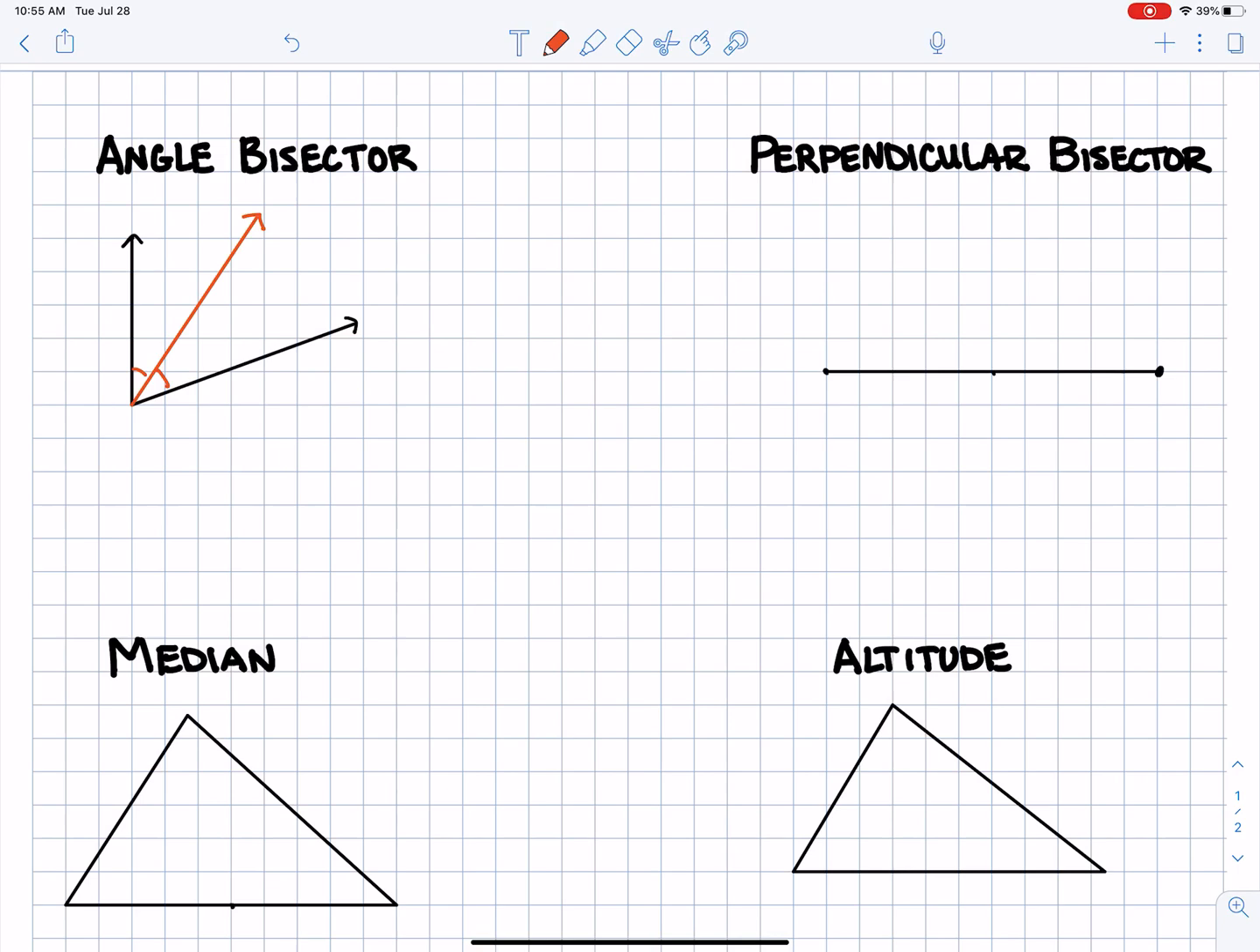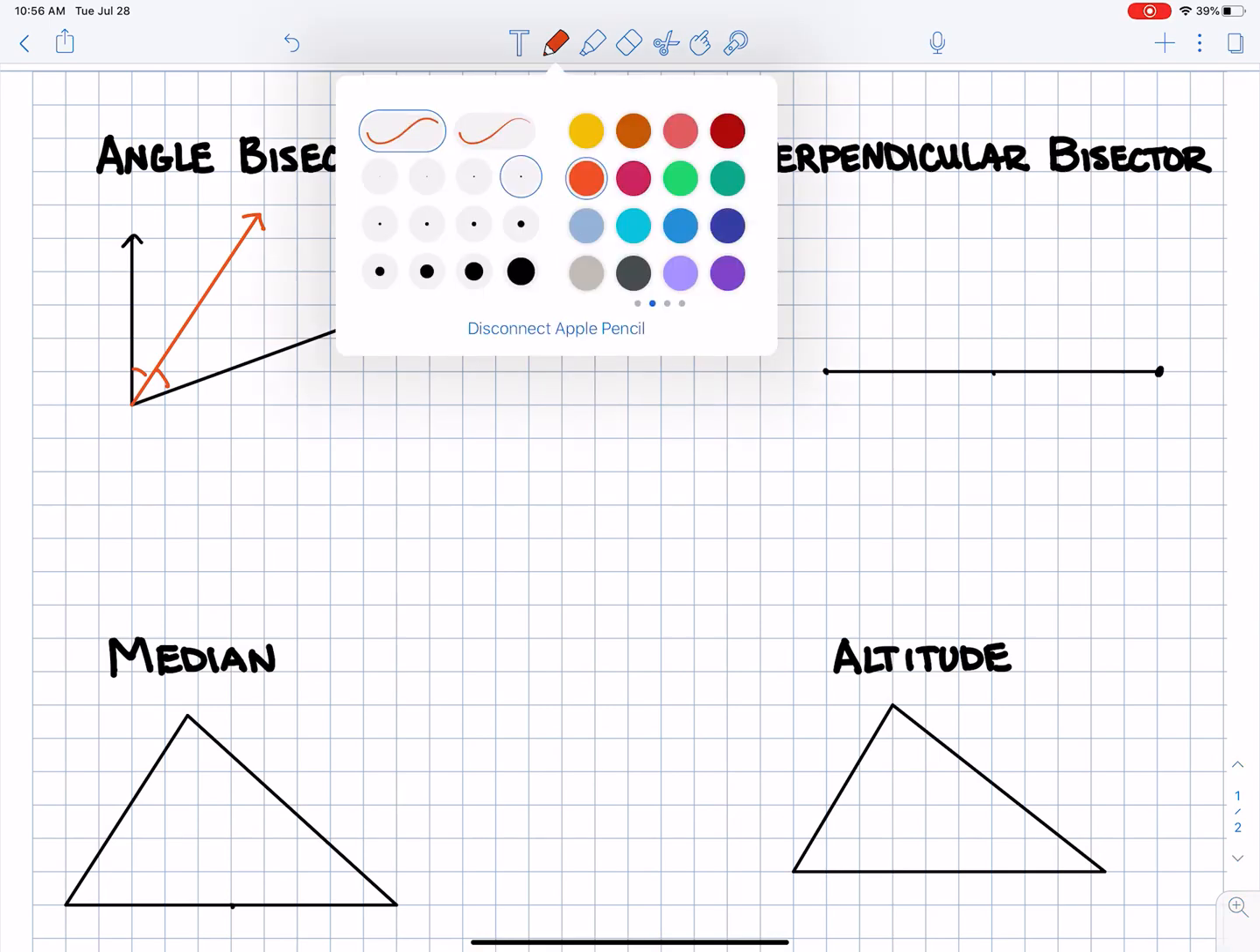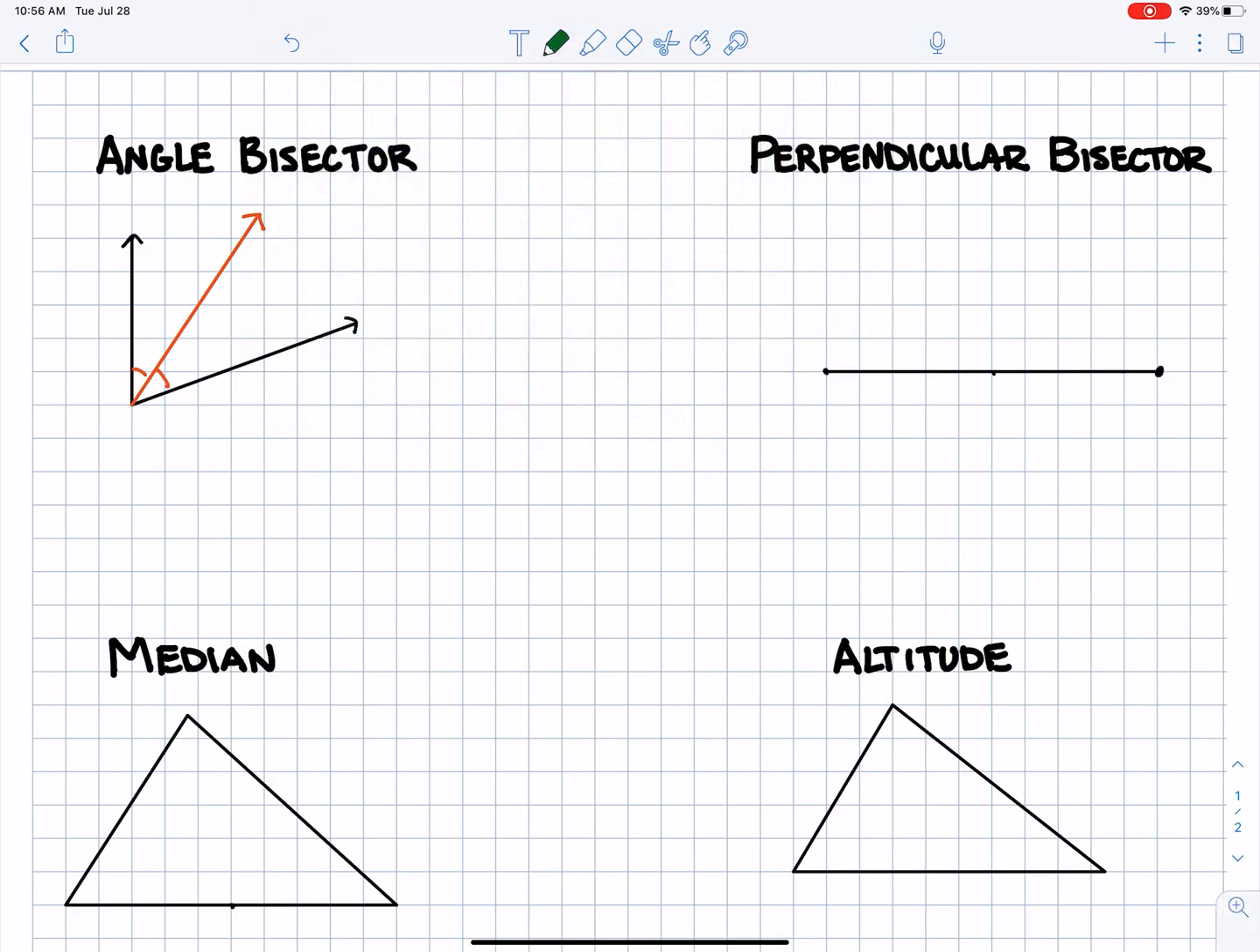The next one is a perpendicular bisector. A perpendicular bisector is the line or segment that cuts a segment into 2 congruent parts. So given our segment, it would be the line or segment, and I'm going to draw a line that cuts that segment into 2 congruent parts.